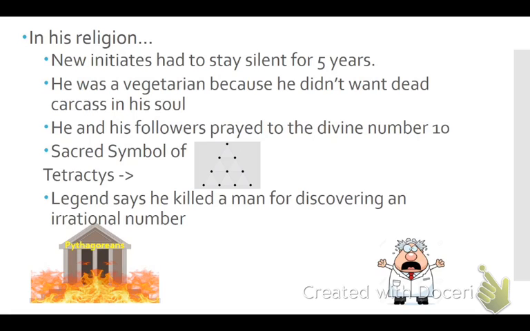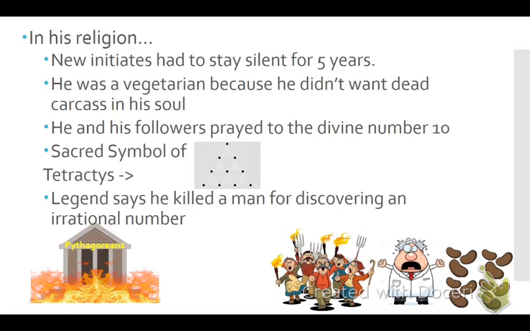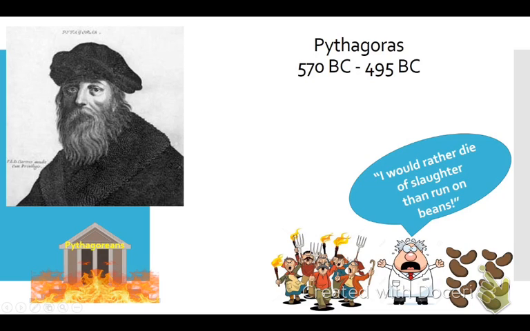Thank you, Jake. And he came upon this giant field of beans. It's a specific kind of bean. I don't remember what it was called. And he stopped. The people that wanted to kill him caught up to him, and he said, and I quote, "I would rather die of slaughter than run on beans," obviously in his Greek. He did not want to run on the field, and so he died. Gone. So he lived 75 years.